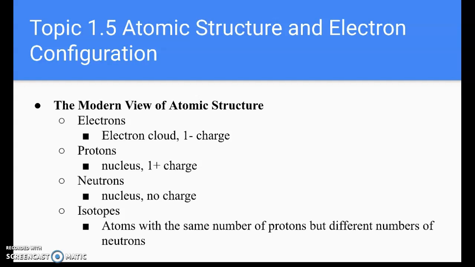We start with the modern view of atomic structure. It has electrons. They're found in the electron cloud, which is the area outside of the nucleus, and they have a -1 charge. Protons are found in the nucleus. They have a +1 charge. Neutrons are also found in the nucleus. They have no charge. And then you have isotopes, which we talked about a little bit before, but those are atoms with the same number of protons but different numbers of neutrons, so they have different masses.